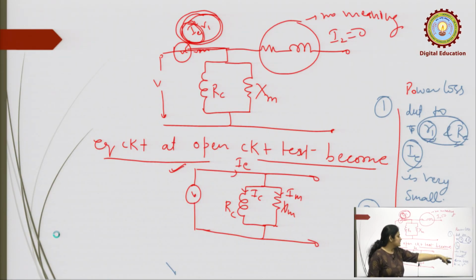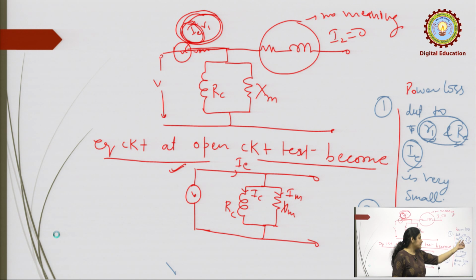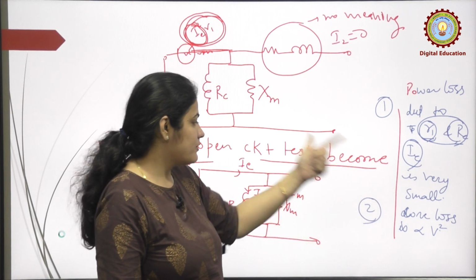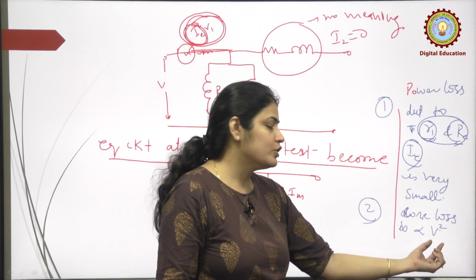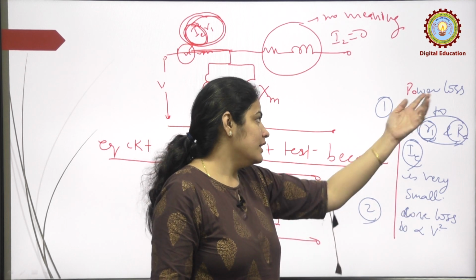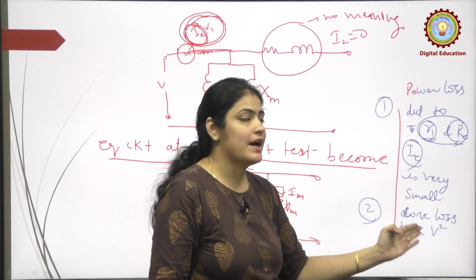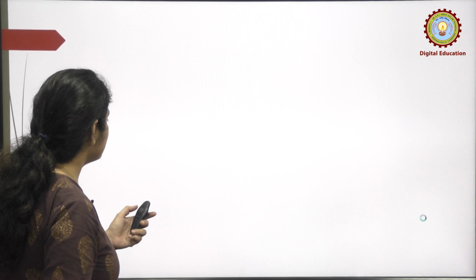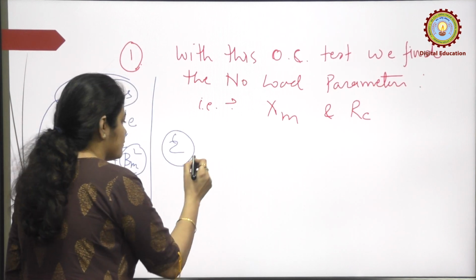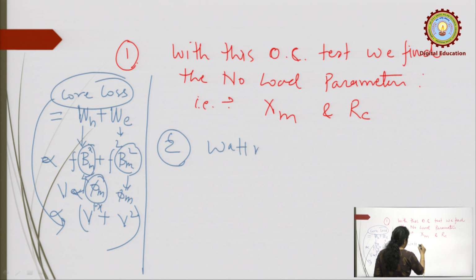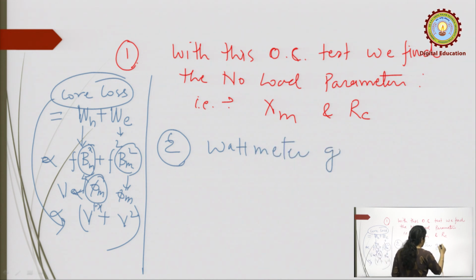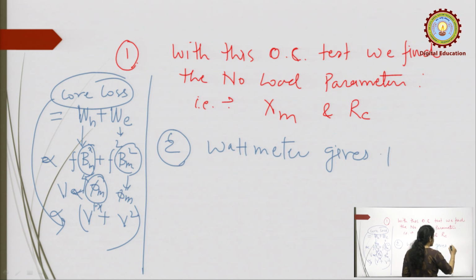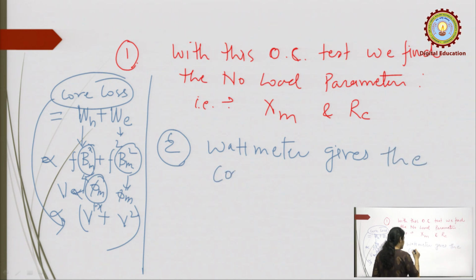So we can neglect the I square R loss in comparison to the core loss, because the I square R loss due to the resistance R1 is very small, as the test is performed at no load. Also it is performed at rated voltage, and the core loss depends upon the voltage. So we can neglect the I square R losses in comparison to the core losses. Second thing, this wattmeter gives you the core loss power.